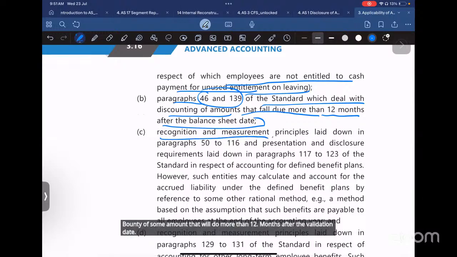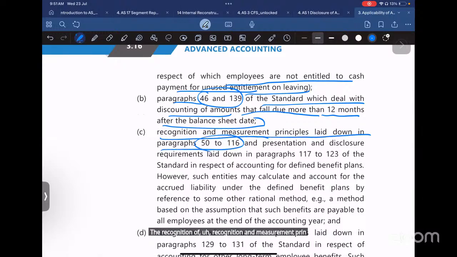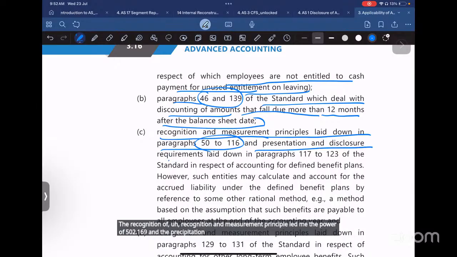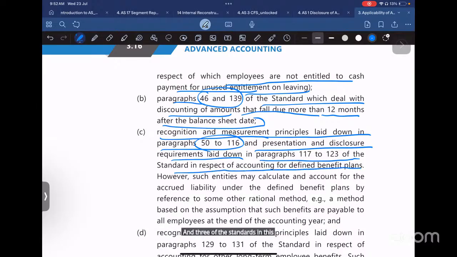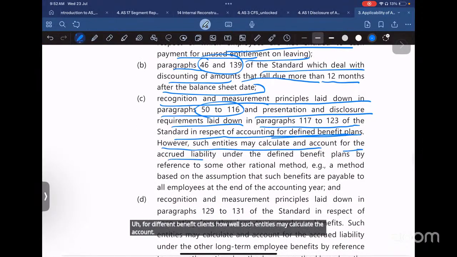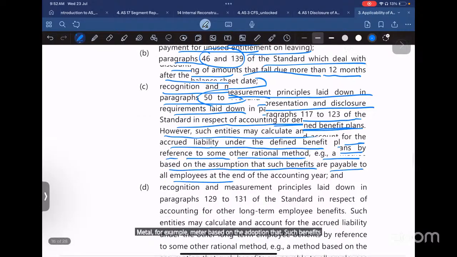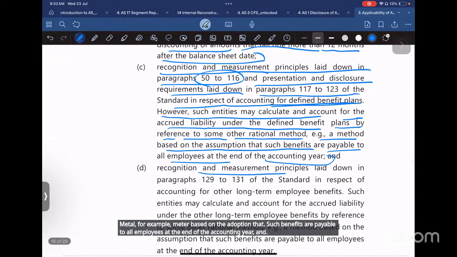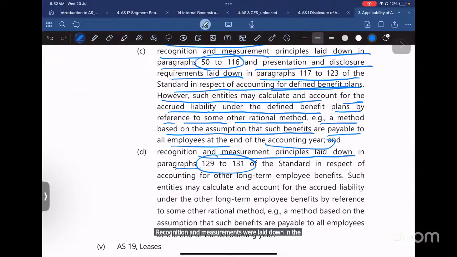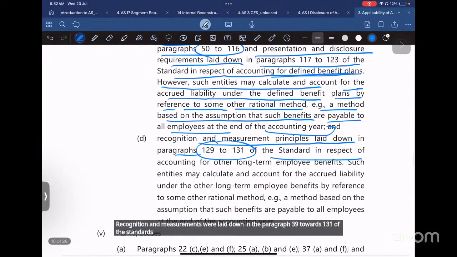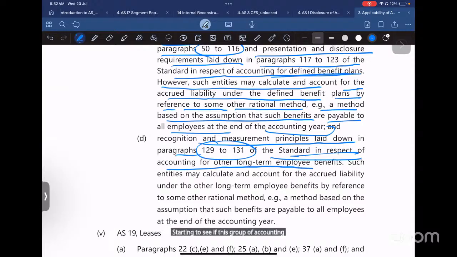Then the recognition and measurement principles laid down in paragraphs 50 to 116, and the presentation and disclosure requirements laid down in paragraphs 117 to 123 of the standard in respect of accounting for defined benefit plans. However, such entities may calculate and account for the accrued liability under the defined benefit plans by reference to some other rational method, for example, a method based on the assumption that such benefits are payable to all employees at the end of the accounting year, and the recognition and measurement principles laid down in paragraphs 129 to 131 of the standard in respect of accounting for other long-term employee benefits.